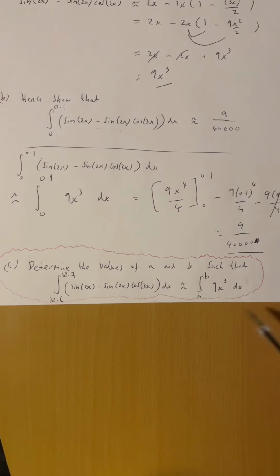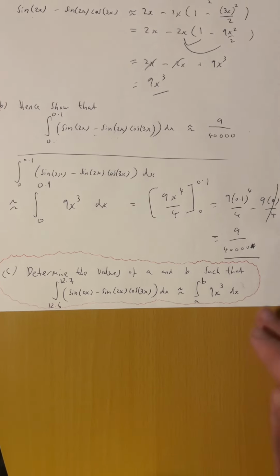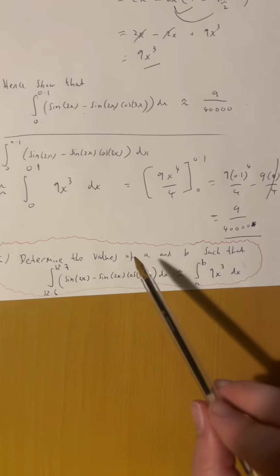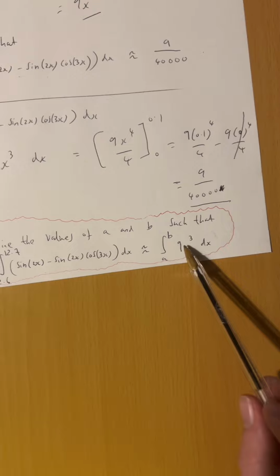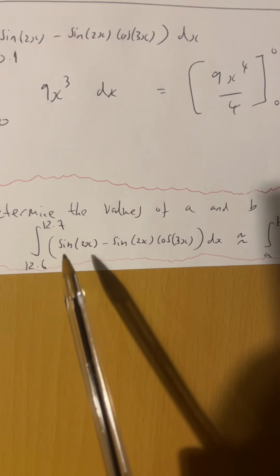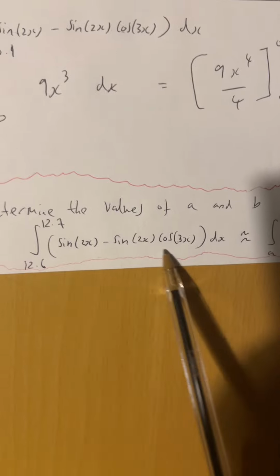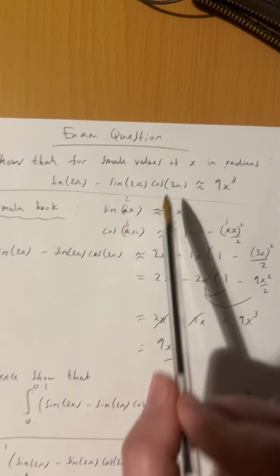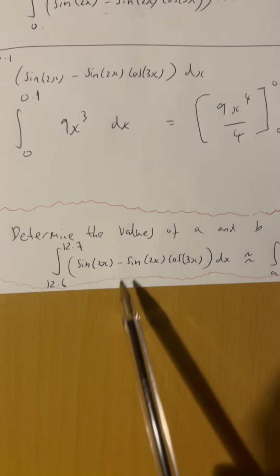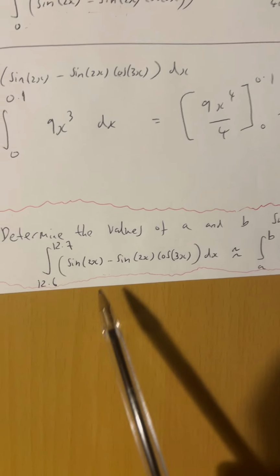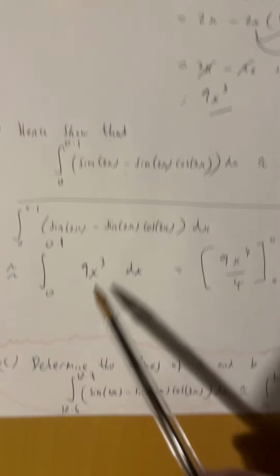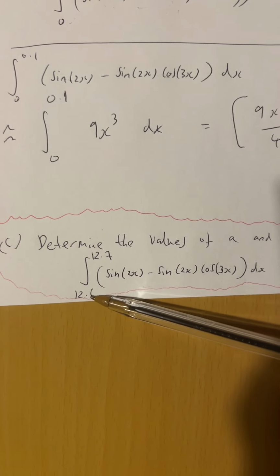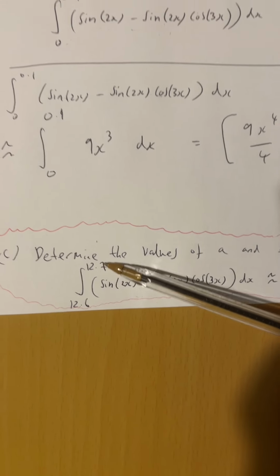So now this is the one that I really want to talk about, this part C here. Determine the values of A and B such that this integral is about this integral here. Now firstly, notice how on the left side, this is exactly the same as part A and part B, right? So nothing has changed inside the integral, or the integrand as it should be called. But the thing that's changed compared with part B is that now the limits are 12.6 and 12.7. So we've got quite big limits here compared with these smaller ones.